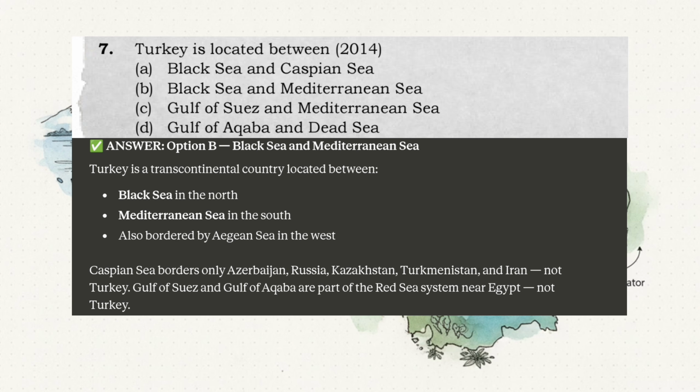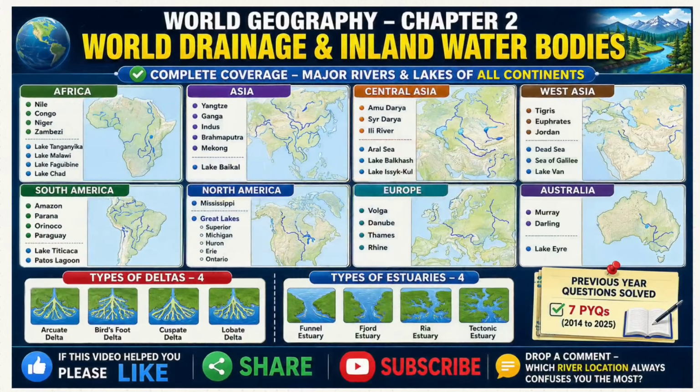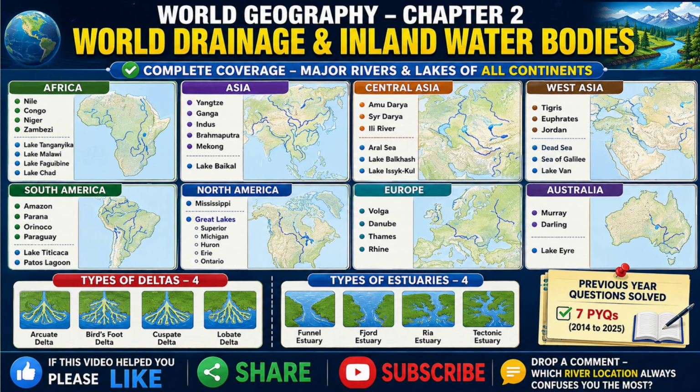Turkey is a transcontinental country located between the Black Sea in the north and the Mediterranean Sea in the south, also bordered by the Aegean Sea in the west. Caspian Sea borders only Azerbaijan, Russia, Kazakhstan, Turkmenistan, and Iran, not Turkey. Gulf of Suez and Gulf of Aqaba are part of the Red Sea system near Egypt, not Turkey. Answer B. And that is a complete, in-depth walkthrough of World Geography Chapter 2, World Drainage and Inland Water Bodies.